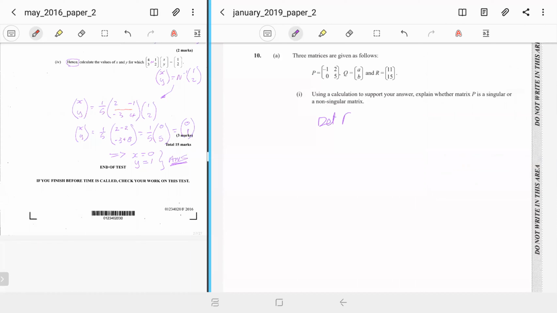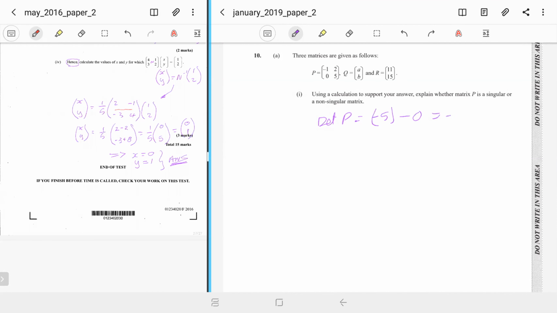Determinant of P equals, and it's a use-calculation question now. So you cannot just say that it is singular or not singular. You have to show them something. By calculating the determinant and saying that it is not 0, you are basically telling them that you know when it is singular. So you have to show the working. The determinant is this product minus this product. That product is -5, minus this product, 2 times 0, is 0. That works out to -5.